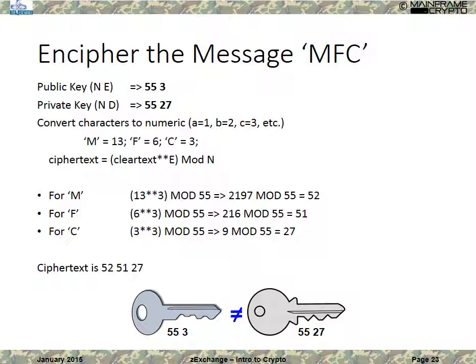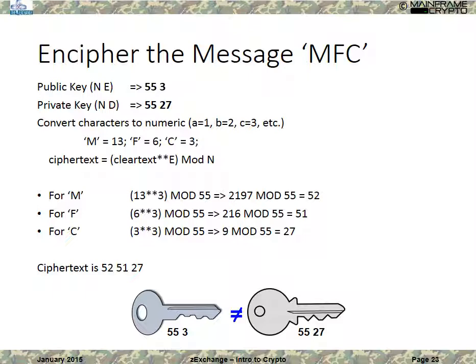To calculate the ciphertext, I take the clear text value and raise it to the E power mod n. So for the character M, I'm going to take 13 to the 3rd power mod 55. That's equal to 2197 mod 55. The ciphertext for M is 52. For F, I'm going to raise 6 to the 3rd power. That's 216 mod 55. The ciphertext for F is 51. Similarly, the ciphertext for the character C is 27. So my ciphertext is 52, 51, 27.